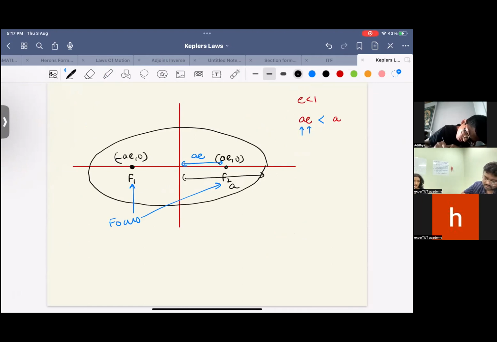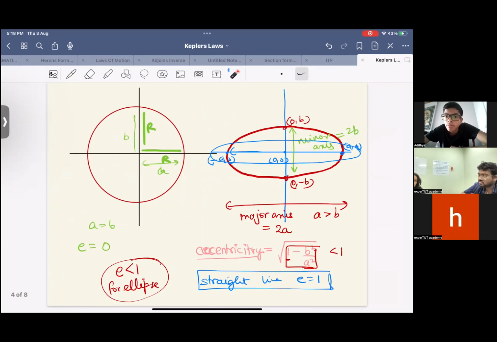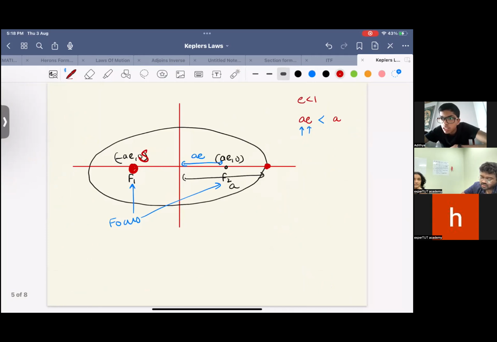Now, if this is the orbit, and the sun is here, tell me at what point in the orbit is the Earth farthest from the sun? Point on the screen. At which point in the orbit are you farthest away from the sun? If the sun is here, then where? This point, okay, this point is called apogee. Apogee, okay?